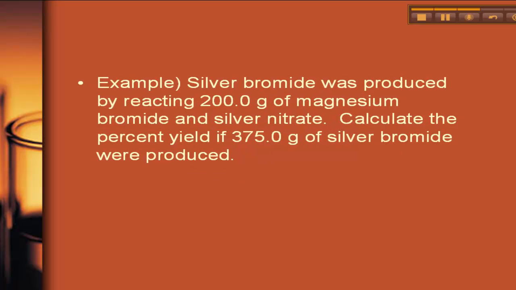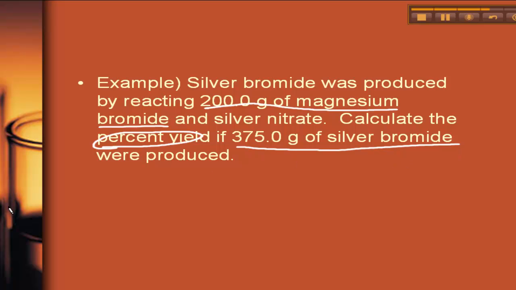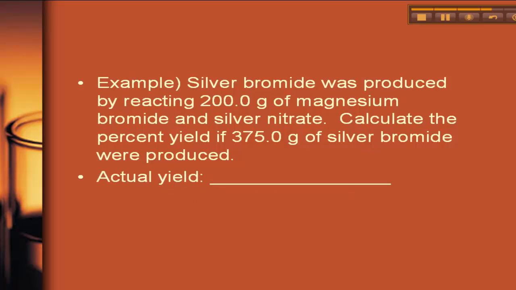Silver bromide was produced by reacting 200 grams of magnesium bromide and silver nitrate. Calculate the percent yield if 375 grams of silver bromide were produced. Again, as you're reading this problem, you should be underlining 200 grams of magnesium bromide, calculate percent yield, and 375 grams of silver bromide. Let's interpret what these things mean. The actual yield is what we produced in lab.